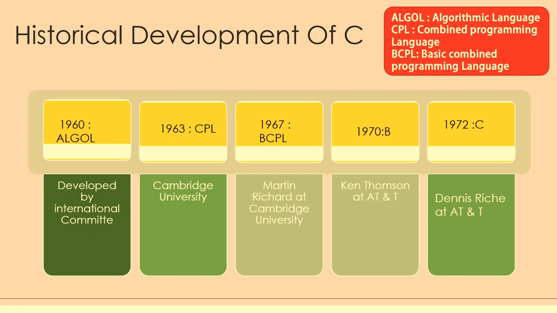To overcome the limitations of all these earlier programming languages, in 1972, C language was developed by a scientist named Dennis Ritchie at AT&T Laboratory.